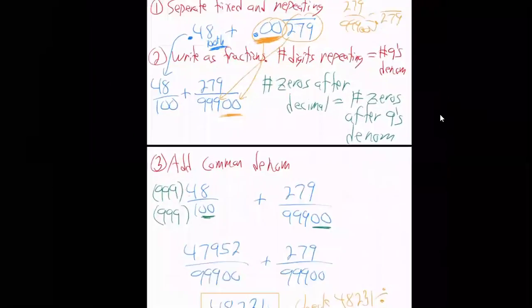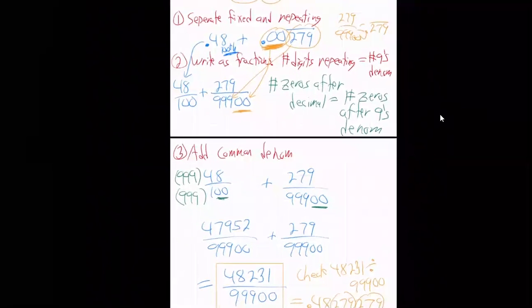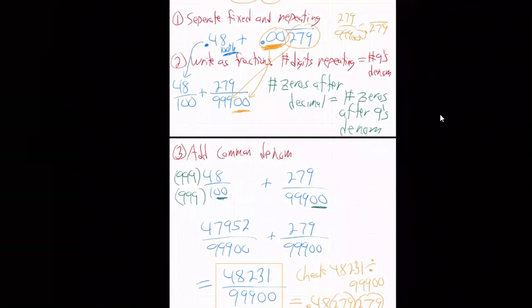So there it is. There's the whole process. That was a pretty tough one. So you separate the decimal into the fixed part and the repeating part. And then the trick is how to handle the repeating. The number of nines, we have 3 digits repeating 279, so 3 nines down below, but then 2 zeros in front. Stick the 2 zeros in the bottom, and then we add them with a common denominator. Questions on that one?